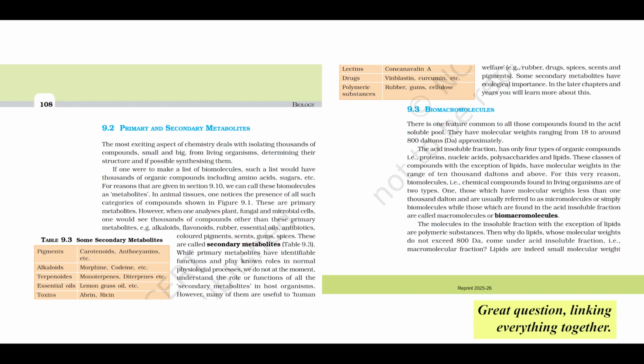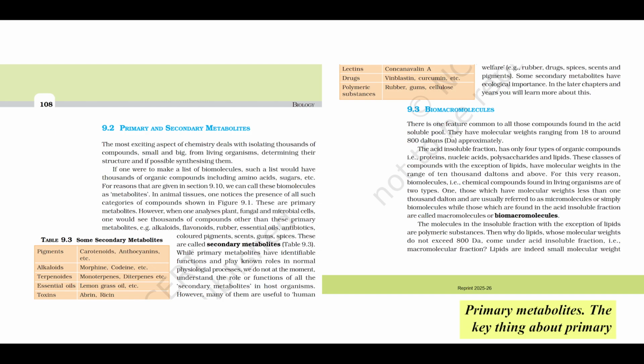Great question, linking everything together. Yes, let's clarify the metabolites first. This distinction is actually quite interesting and highlights the diversity of life, especially in plants and microbes. So if we list all those biomolecules we just discussed, the amino acids, the sugars, the nucleotides, the fatty acids, these are fundamental to basically all life processes. We call these primary metabolites.